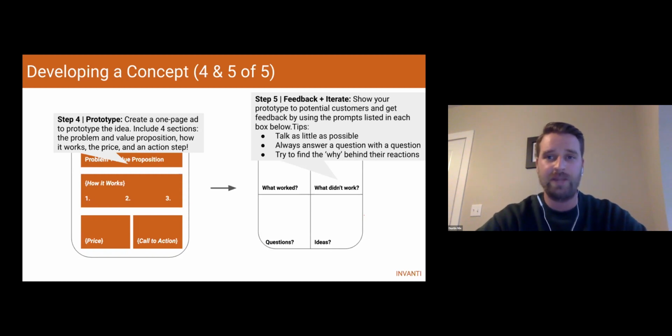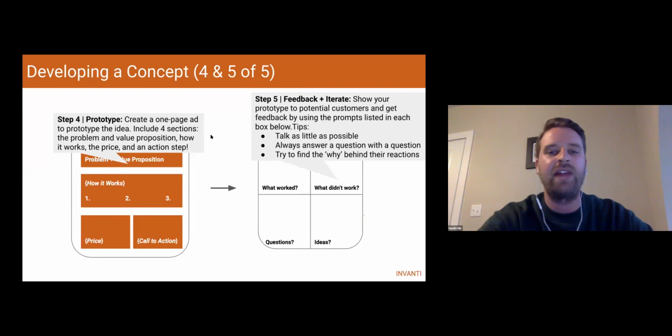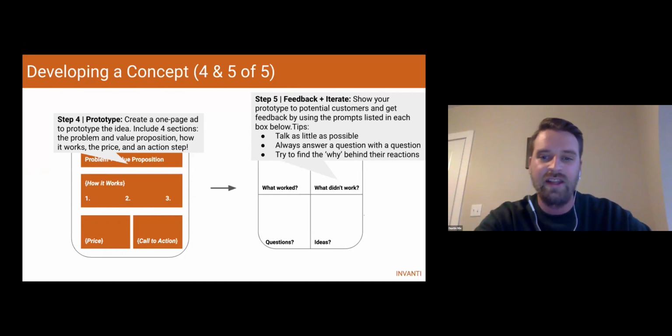Some 2 little tips about as they start to give you feedback. Excuse me? Yeah. Can you please repeat those questions? Yep. They're the ones right here on the slide right under step 5. So number 1 is what works. Number 2, what doesn't work. Number 3, what questions do you have? And number 4, what ideas do you have?